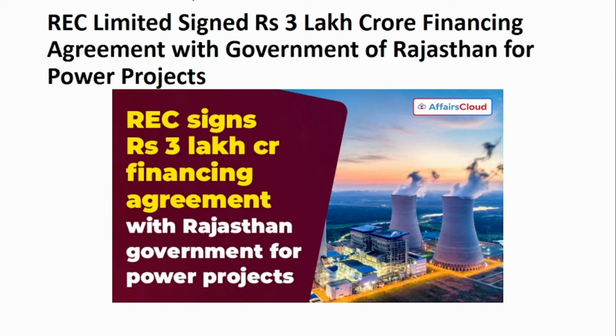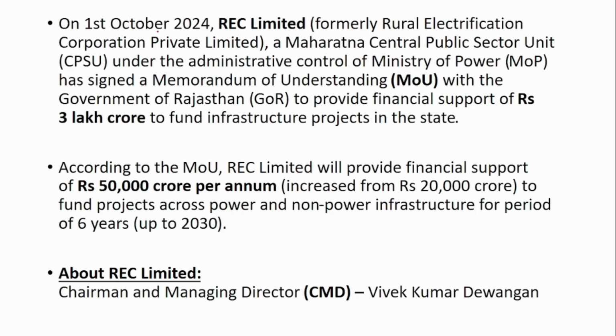The next is that REC Limited signed a 3 lakh crore financing agreement with the government of Rajasthan. On 1st October 2024, REC Limited, which is a Maharatna company, signed an agreement with the government of Rajasthan to provide financial support of 3 lakh crore to fund infrastructure projects. So remember, it is REC and the Rajasthan government, and the amount involved is 3 lakh crore.